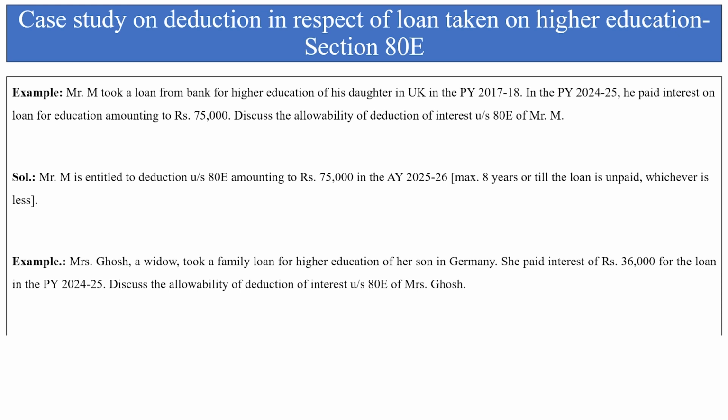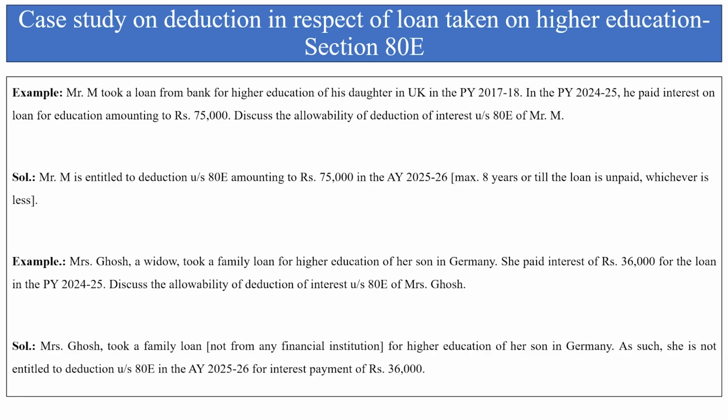She paid interest of rupees 36,000 for the loan in the previous year 24-25. In that case, Mrs. Ghosh took a family loan, not from any financial institution. The basic condition fails. The loan should have been taken from a financial institution. The purpose of the loan was okay because it was taken by her for the higher education of her son in Germany. But as the loan was taken from family members and not from a financial institution, it is outside the scope of section 80E.